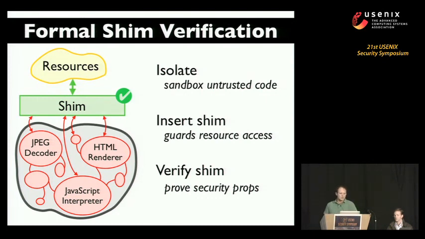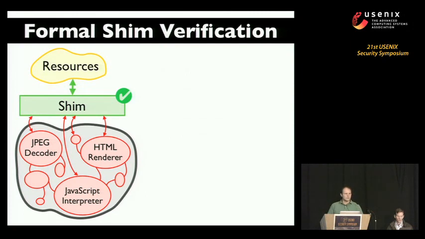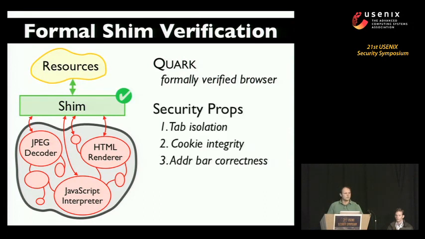And now in particular, we're able to apply formal Shim verification to the context of web browsers to build a new formally verified web browser that we call QUARK. And in QUARK, we're able to guarantee several security properties, a few of which are tab isolation. We guarantee that no tab is ever able to affect how the browser treats another tab. We also show cookie integrity, so cookies are only accessed by tabs of the appropriate domain. And we show address bar correctness. The address bar the browser displays correctly reflects the address of the focused tab.